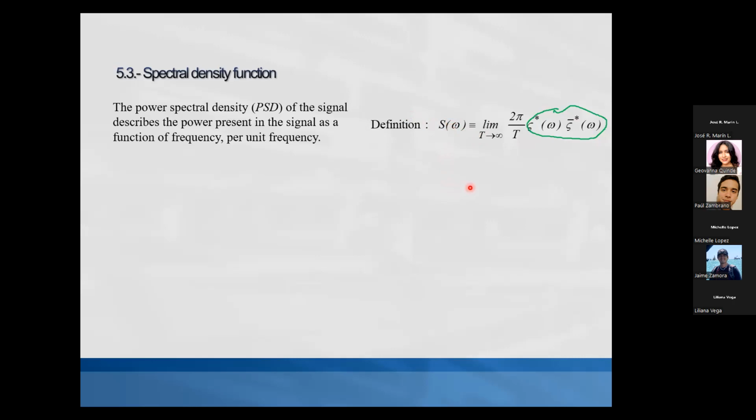Now, if we take the spectral density, we can expect to evaluate the inverse Fourier transform of this spectral density.